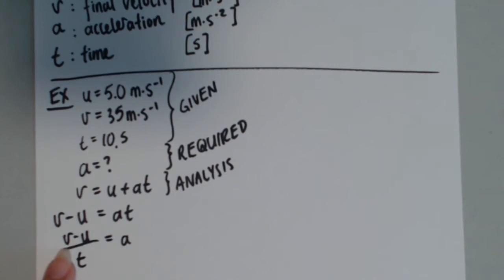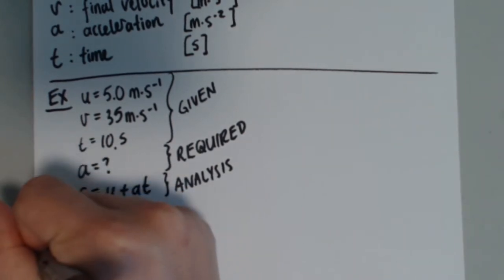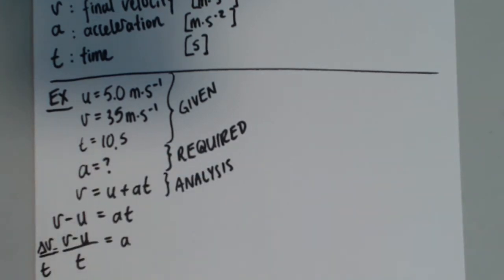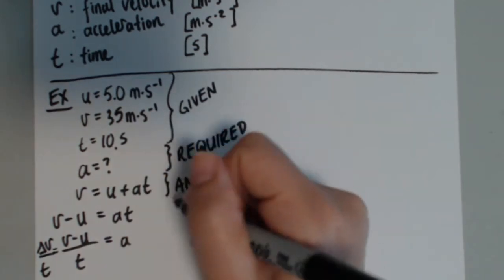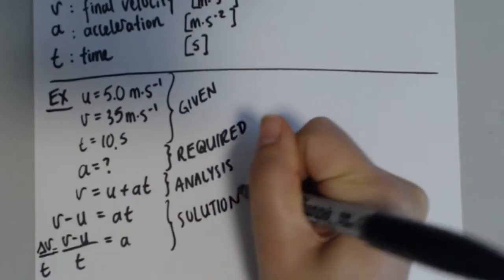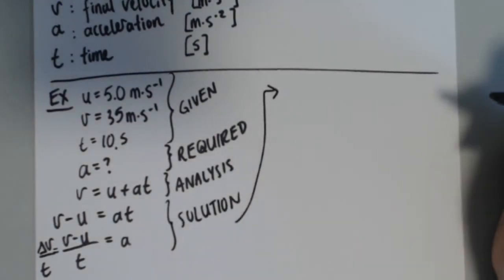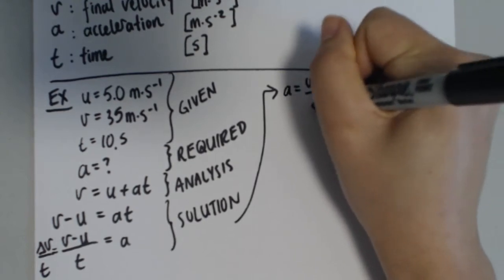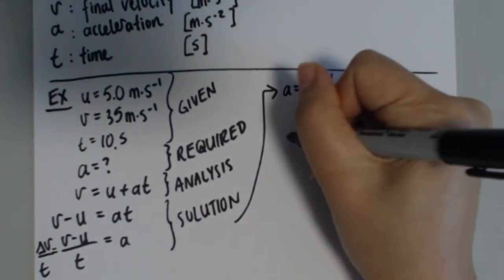And sure enough, check it out. If you have v minus u, final minus initial velocity, guess what? That's delta v. So delta v over t, that's the very definition of acceleration: change in velocity over change in time. So you could have just as well started with this formula and obtained this. Okay, so now this is moving into the solution phase, and this is, of course, continuing. So a is equal to v minus u over t. That's the formula that I'm using.